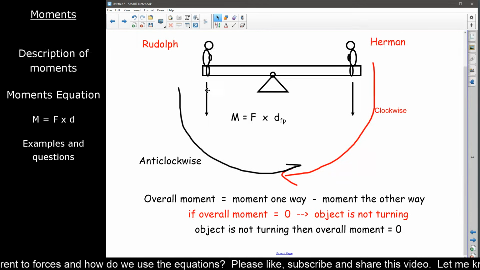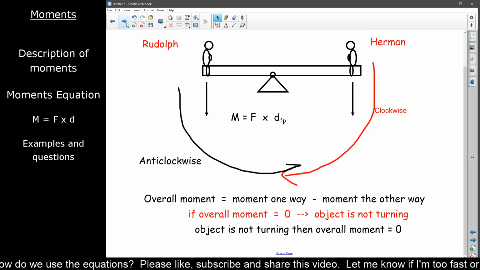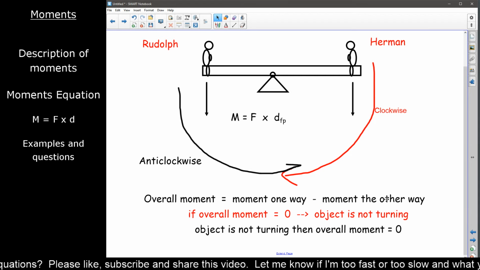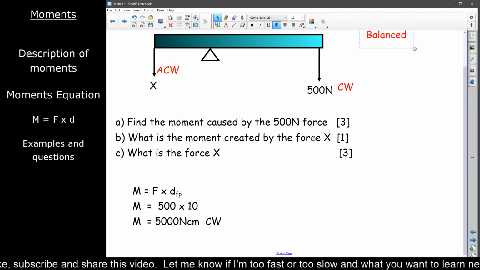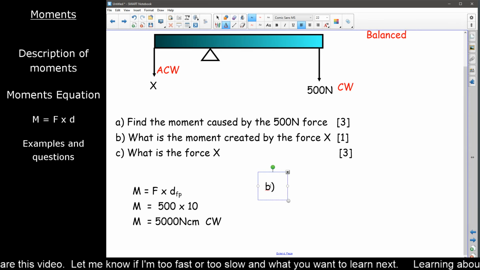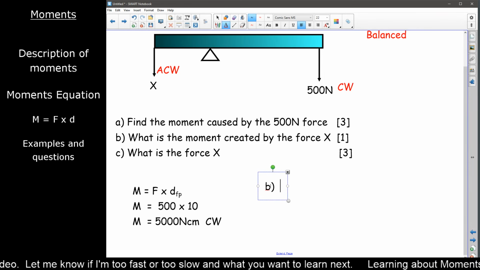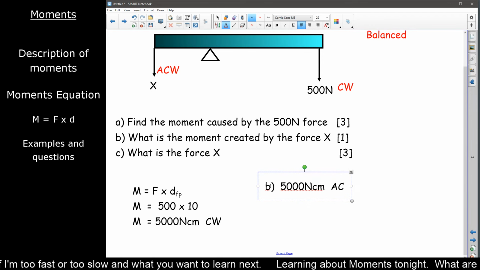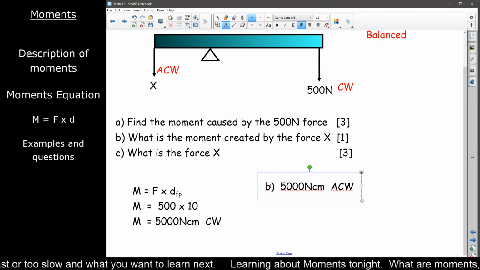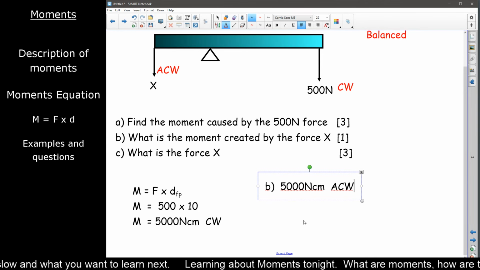Flick our way back. If the object is not turning, then the overall moment is 0. The only way the overall moment is 0 is if the moment one way is exactly equal to the moment the other way, just like Rudolph and Hermann back here. So, in order for this to be balanced for part B, it must be that the force X is creating the exact same moment, which is 5,000 Newton centimeters, but in the opposite direction, anti-clockwise. Okay, and that's you. You've got your 4th mark on the board, 3 to go.